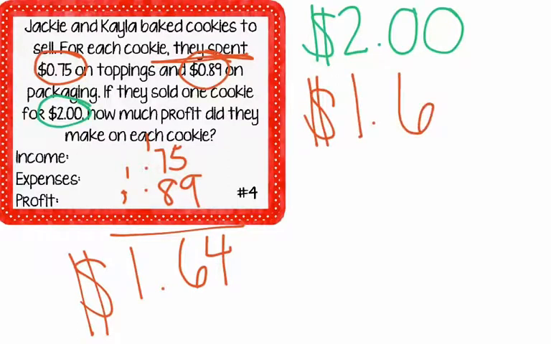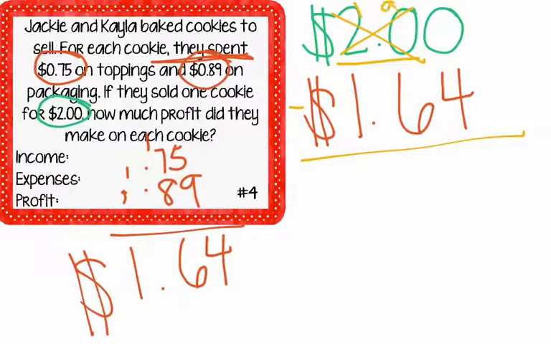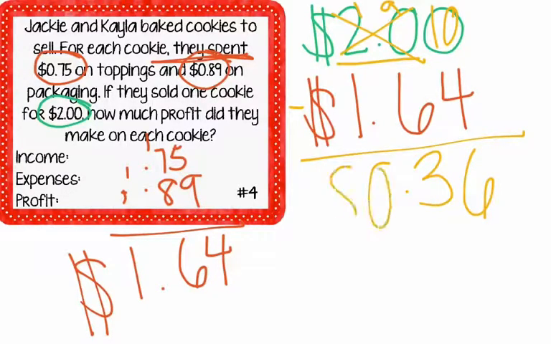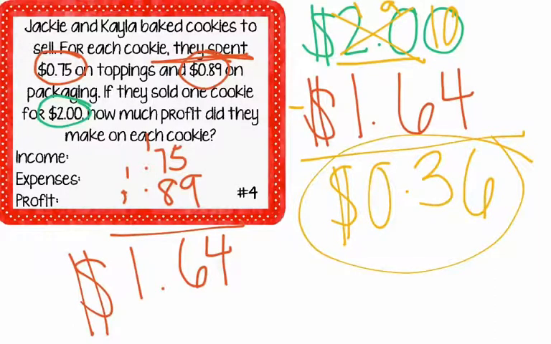So I plug that in. And now I solve. Income minus expenses equals the profit. I can't do that, so let's cross out this 20, make it a 19, and then bring this over. So 10 take away 4 is 6, 9 take away 6 is 3, 1 take away 1 is 0. So their profit on each cookie is 36 cents.